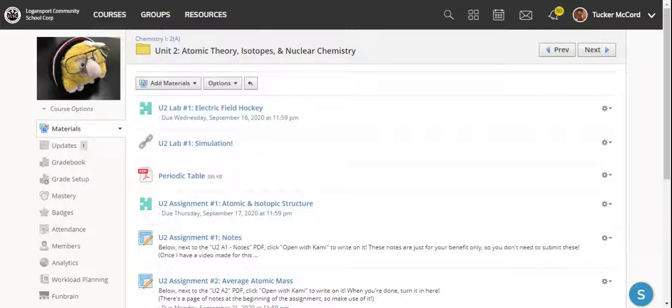We are going to be looking at an assignment today, atomic and isotopic structure. So what are atoms made of? What does it mean to be an isotope? How do elements fit into that?